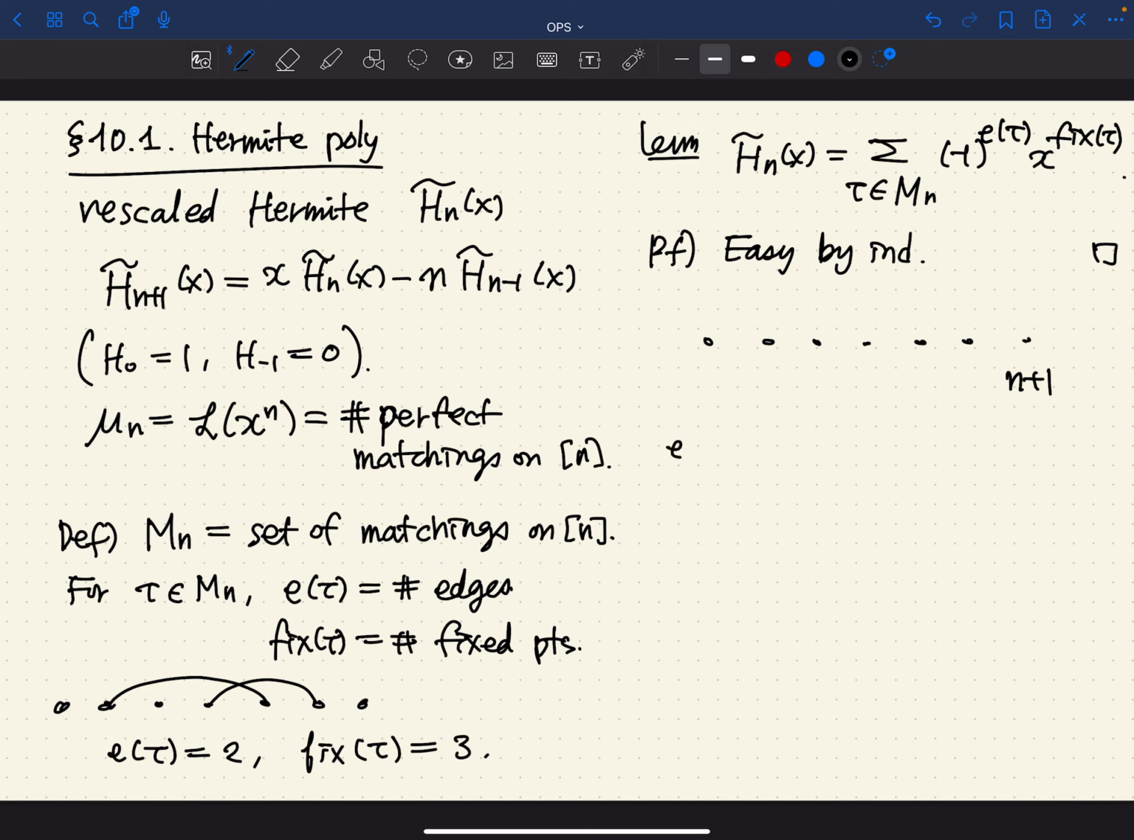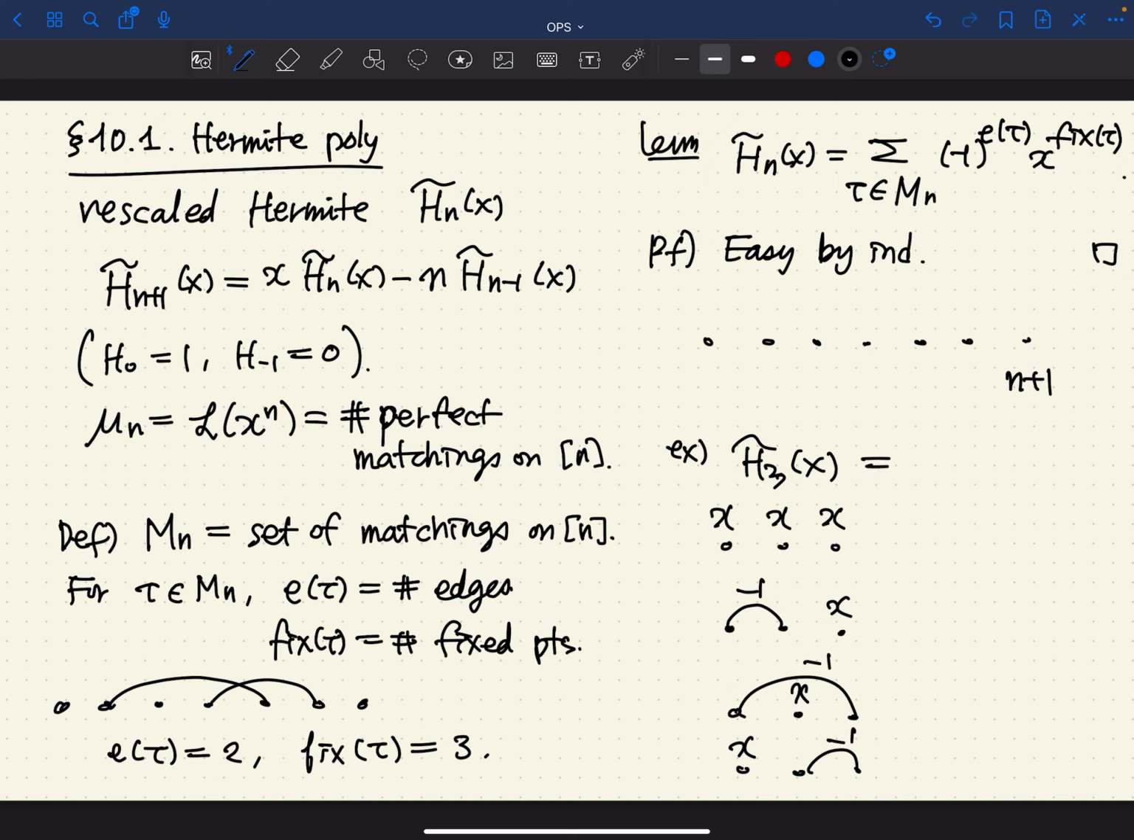So for instance, maybe I can just give you an example. H3, say, H3 of x. We consider all matchings: no edges, one edge, like that. Every fixed point has weight x, and every edge has weight -1. So this is going to be x cubed minus 3x because of these four matchings. Okay.